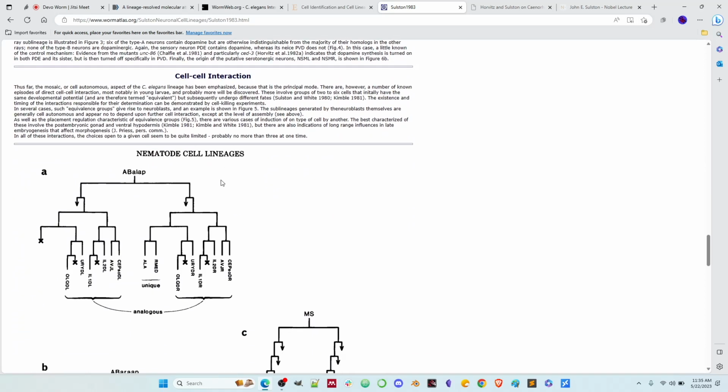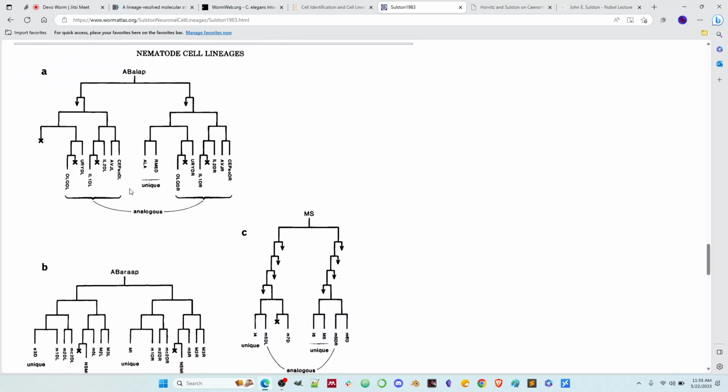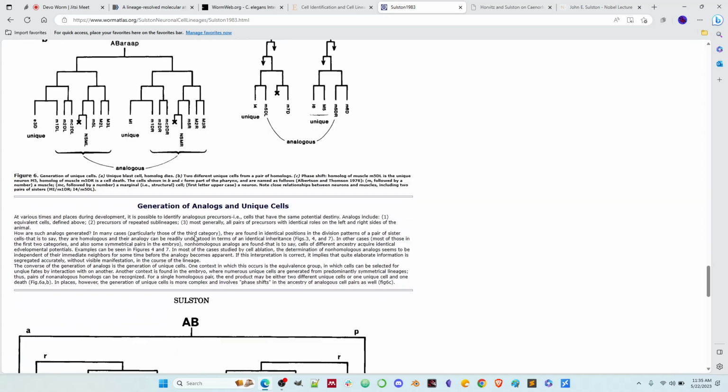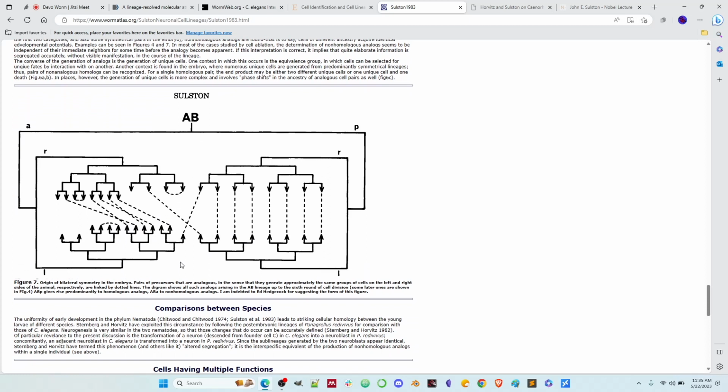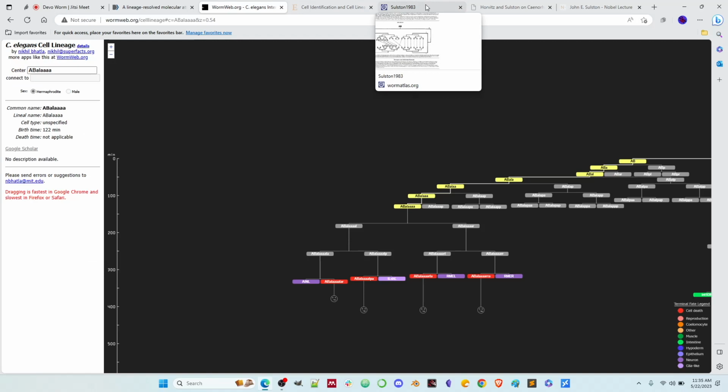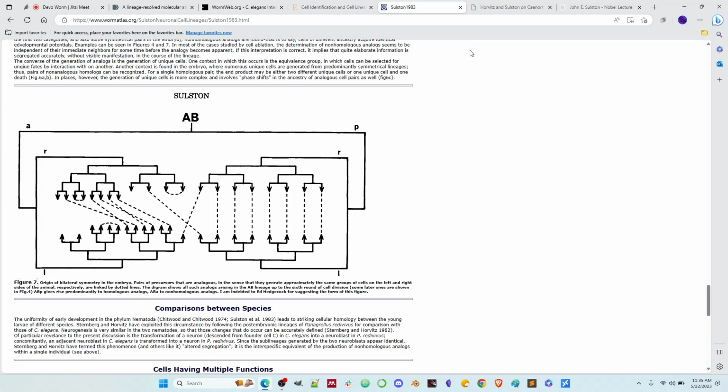They talk about cell-cell interactions. They talk about these different cell lineages, which can be analogous. So this is worth going over if you're at all interested in how this lineage tree was developed, and how these cells function. So we have the atlas from WormWeb. We have this article from WormAtlas.